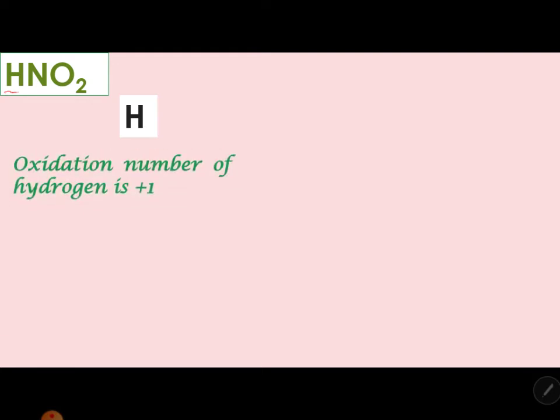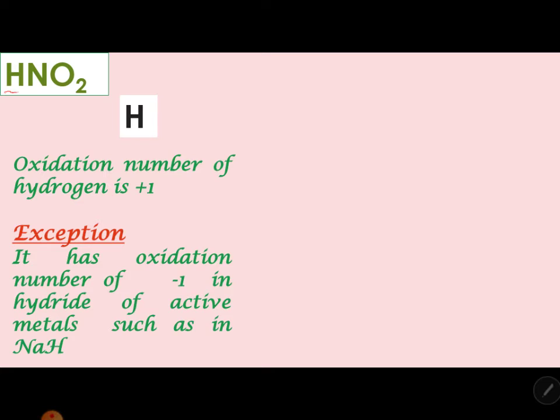First element is hydrogen. Oxidation number of hydrogen in this compound and in most of the compound is +1. But there is an exception for the oxidation number of hydrogen. Oxidation number of hydrogen in active metal hydrides such as in sodium hydride is -1. In all other compounds, oxidation number of hydrogen is +1. Second element in this molecule is nitrogen. Oxidation number of nitrogen is unknown.